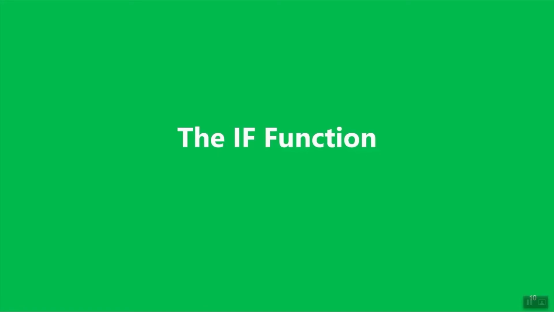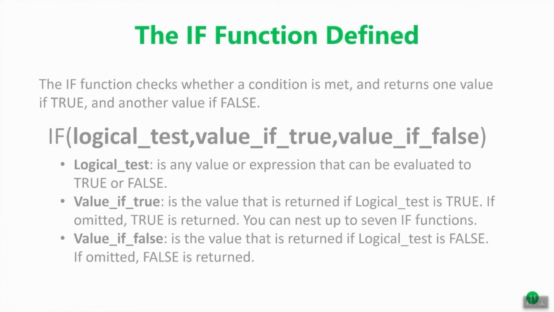Anyway, let's pause for a second and look at how Excel explains the if function, because the language of this function can take a little while to fully understand. So the if function defined. The if function checks whether a condition is met, and it returns one value if that condition is true and another value if it's false. So looking at the syntax here, the logical test is any value or expression. So does cell B2 equal 200?